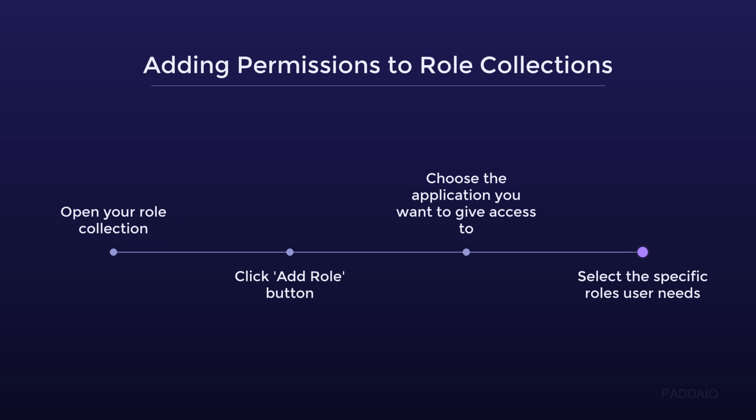Select the specific roles the user needs. This means assigning only the permissions essential for a user's tasks, avoiding unnecessary access. For example, a financial analyst would need roles for viewing reports but not for HR hiring actions. This targeted approach ensures security and efficiency in your SAP BTP environment.